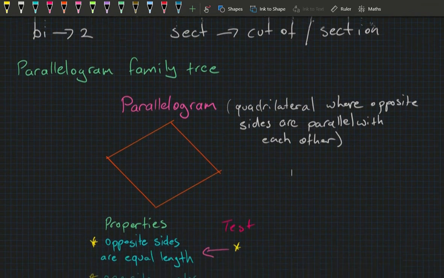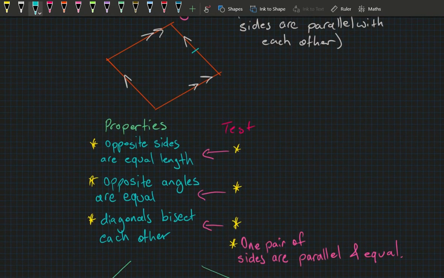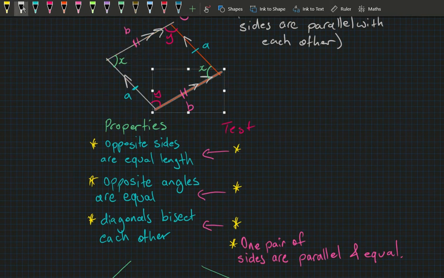So the first generation is a parallelogram, which is just a quadrilateral where the opposite sides are parallel with each other. And properties that we'll find in the parallelogram are that its opposite sides are of equal length, the opposite angles are equal, and let me just turn this parallelogram white because the colours are starting to get a bit confusing. I hope that helps. And the last property is that the diagonals bisect each other. So by bisecting each other, it means that one side of the diagonal is the same length as the other one. And that's obviously true for both of them.